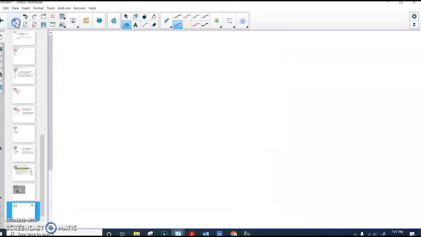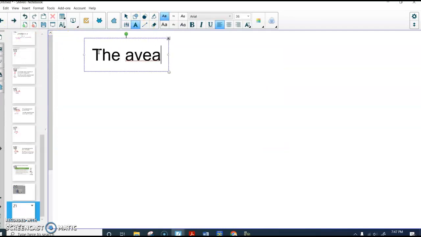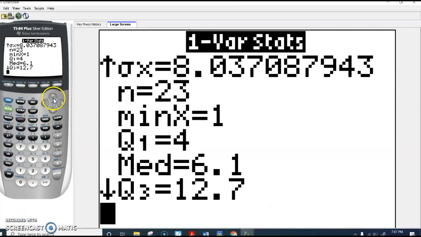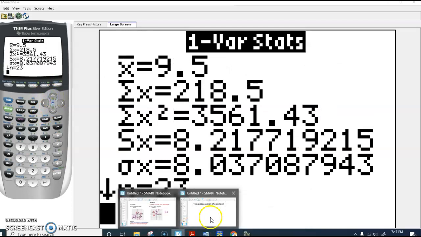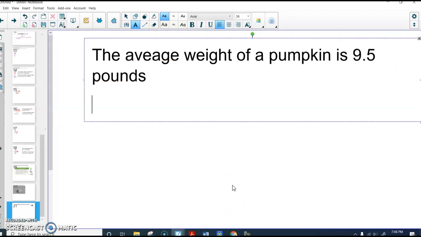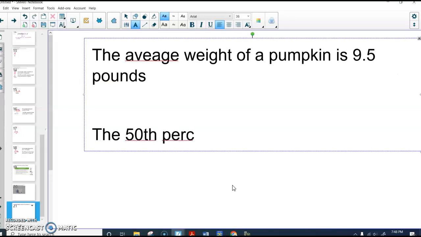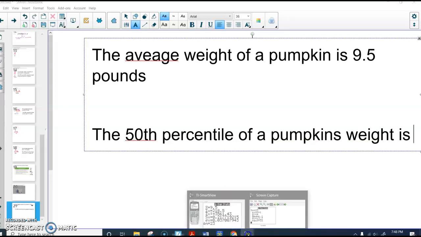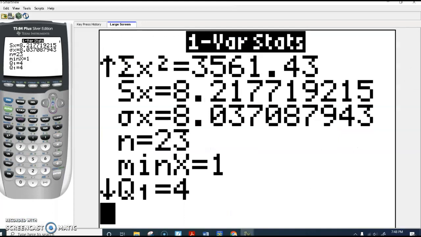So what I can say is that the average weight of a pumpkin is 9.5 pounds, and the 50th percentile of pumpkin weight is, let's see what we got here, 6.1 pounds.